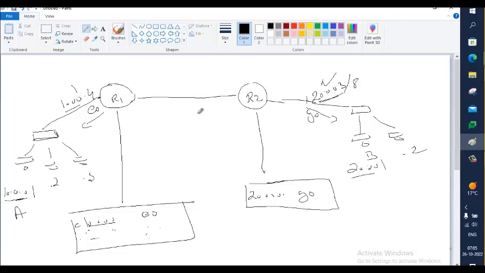Why? For these two routers to interact, they need an IP address, they need a network. Between router 1 and 2, you need another network for them to talk. Let's say 30. 30.0.0.1 you configure on G0. And here on G1 you configure 30.0.0.2. It should be of the same subnet, only then they can talk. Here 30, here also it should be 30.